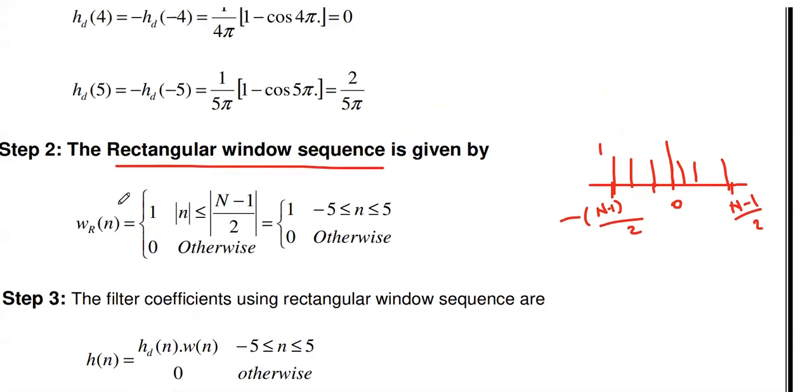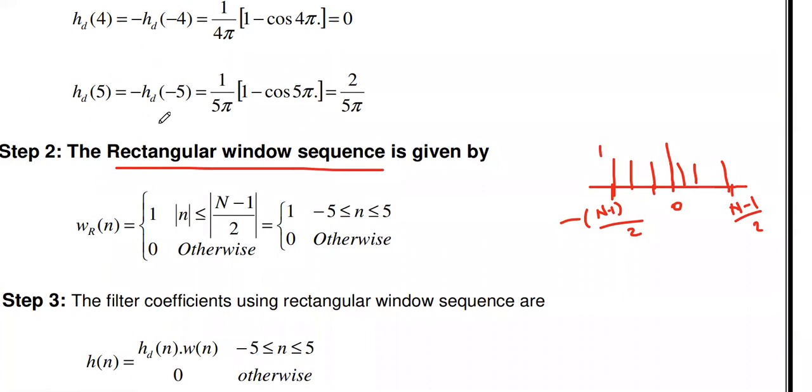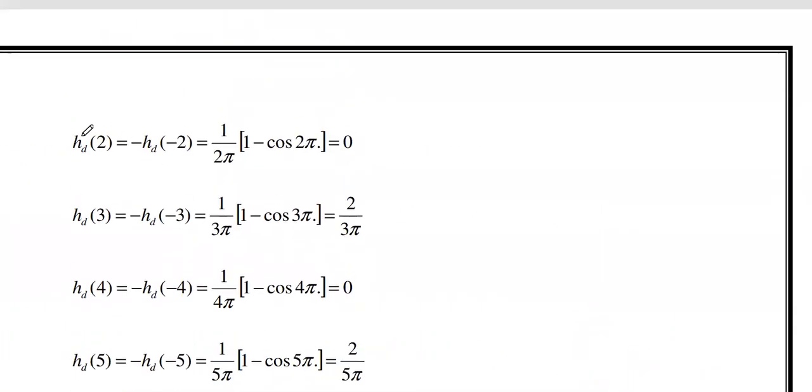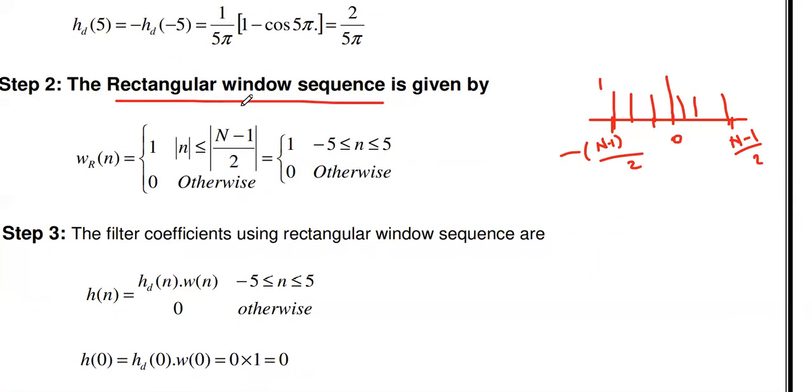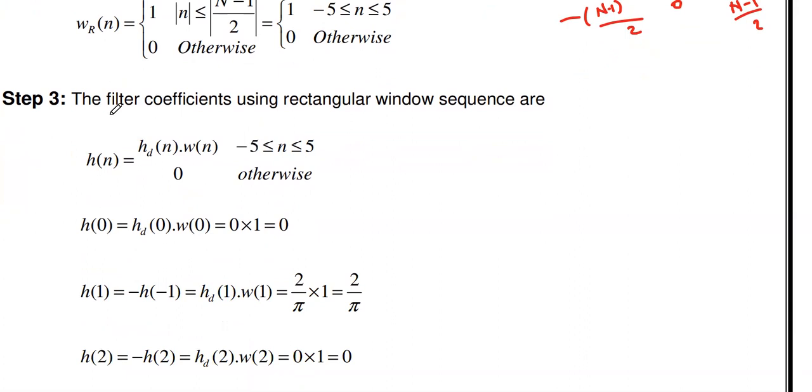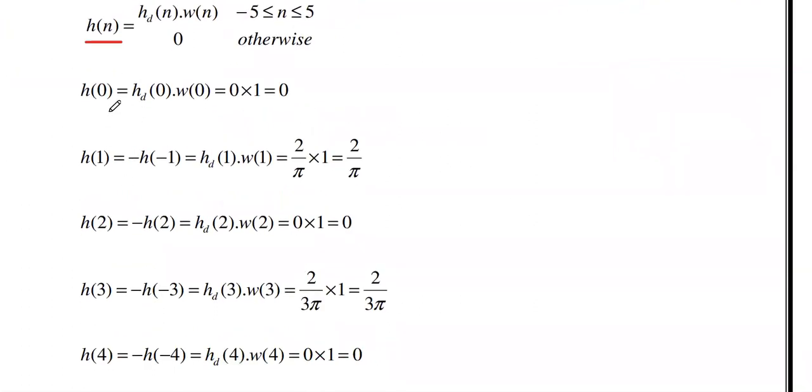And in the third step, we have to multiply this desired impulse response with the corresponding rectangular window. If we multiply this HD of n with the rectangular window, we get the same HD of n as h of n. So the filter coefficient using the rectangular windowing sequence is calculated by h of n equal to HD of n multiplied with W of n. Here the W of n is 1, so h of n is equal to HD of n.